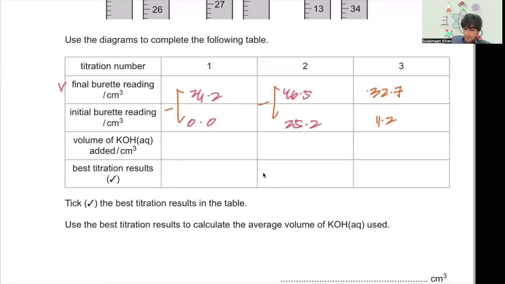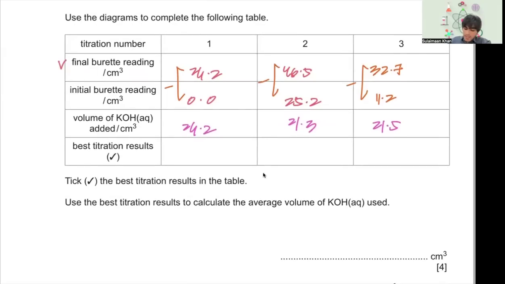Now, volume of potassium hydroxide used, you just take the difference. Simple mathematics. Take the difference of the initial volume and the final volume. What do you get? 24.2. And here, 21.3. And here, 21.5, right?